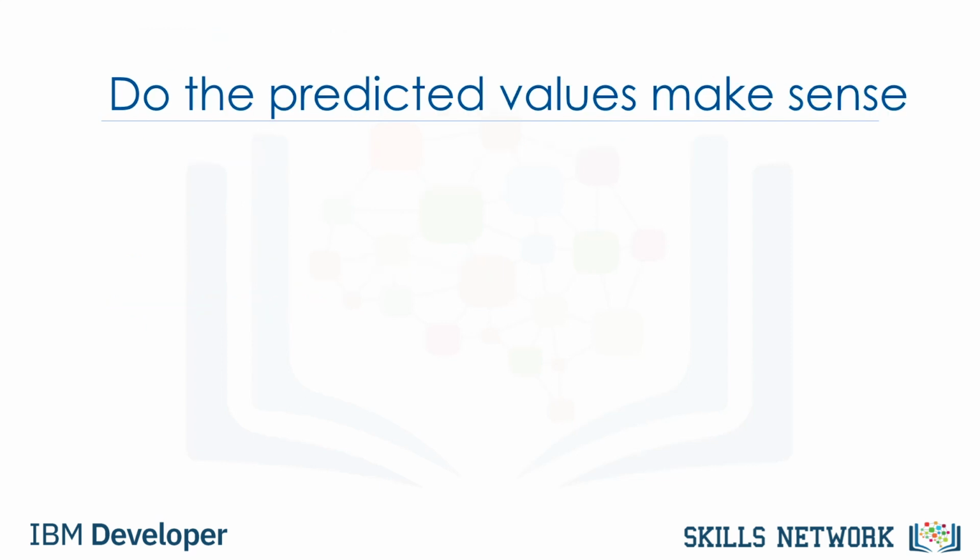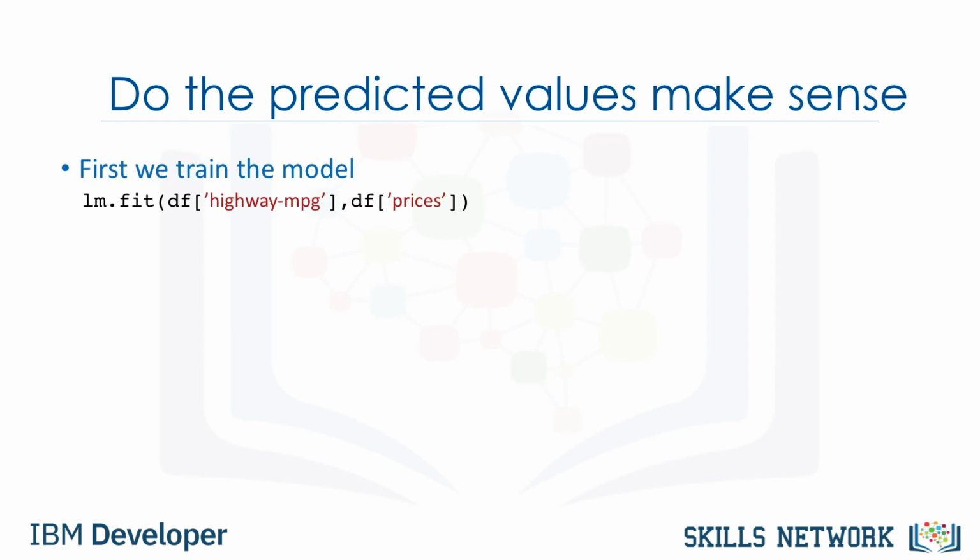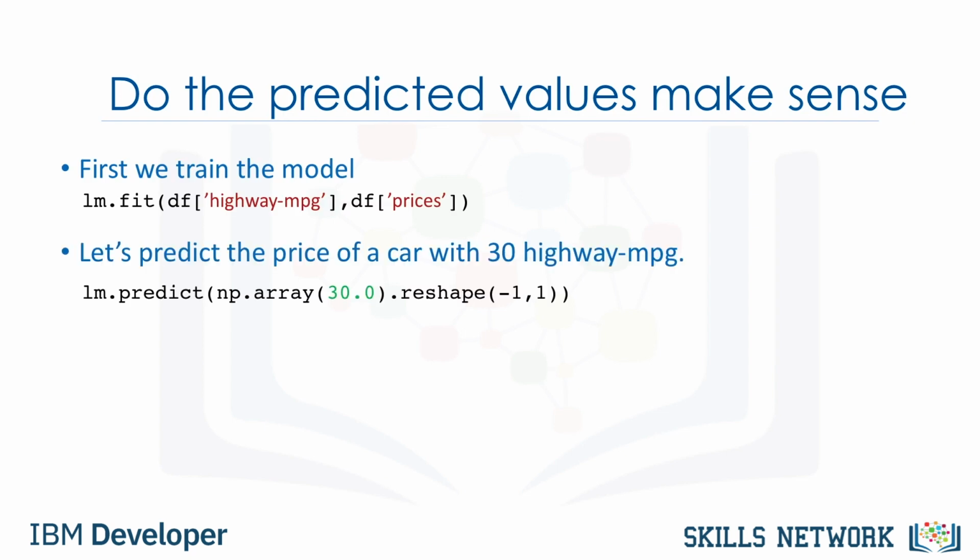Let's look at an example of prediction. If you recall, we trained the model using the fit method. Now we want to find out what the price would be for a car that has a highway miles per gallon of 30. Plugging this value into the predict method gives us a resulting price of $13,771.30. This seems to make sense.